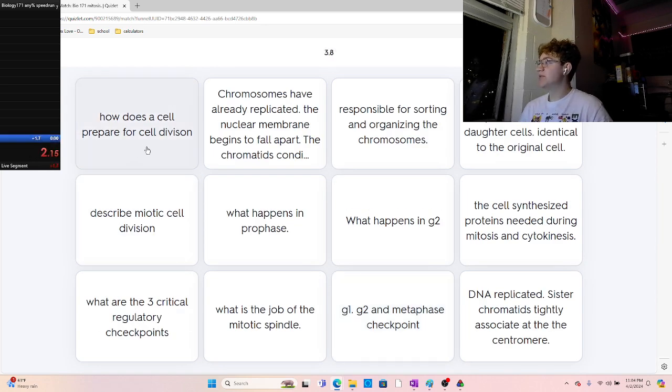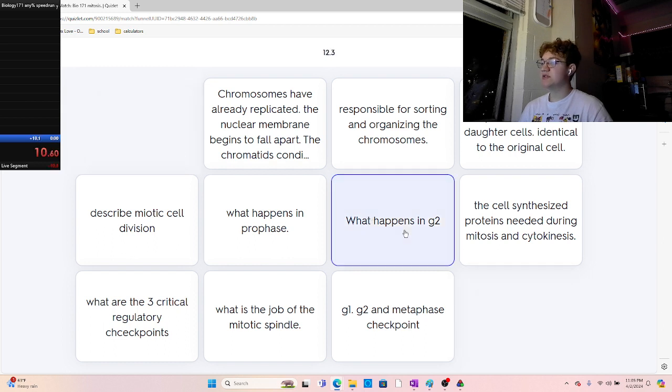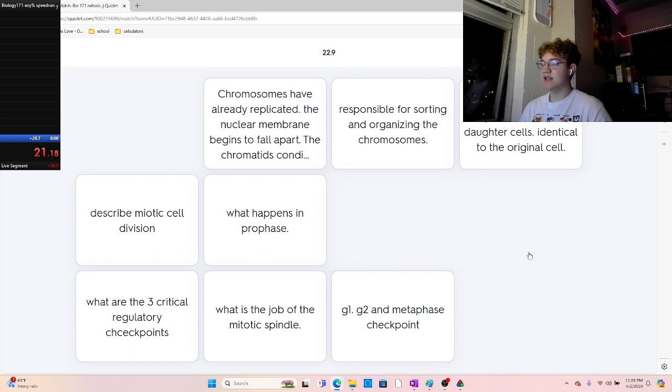How does a cell prepare for cell division? By duplicating its DNA. DNA replicates, its chromosomes highly associated. Yep. What happens in G2? That is when the cell grows again. Cell synthesizes proteins. Mitosis: a mother cell divides to produce two new daughter cells. Nope, that is describing meiotic cell division.